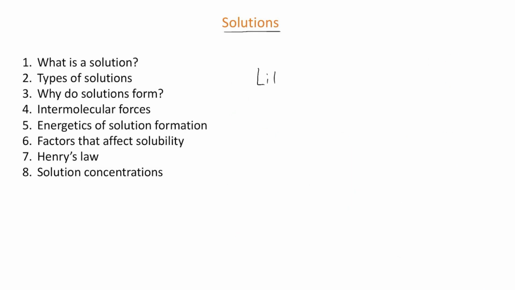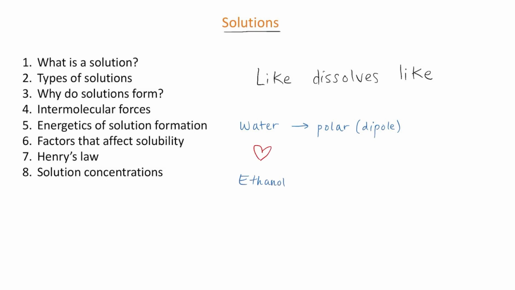And now if you wanted to easily predict what combination of solvents and solutes will form solutions, you can use the saying, like dissolves like. And what this means is that substances with similar polarities will be soluble and will be able to form solutions. For example, if we're looking at water, water is polar, it has a dipole. That means it's going to easily form solutions with other polar molecules.